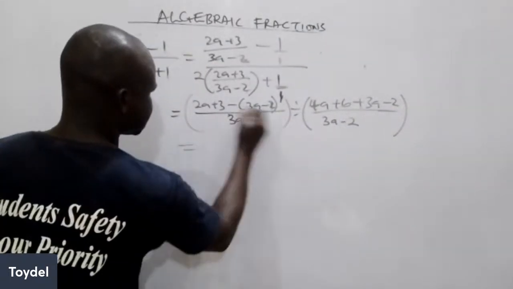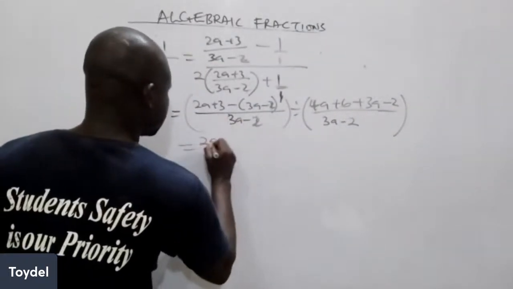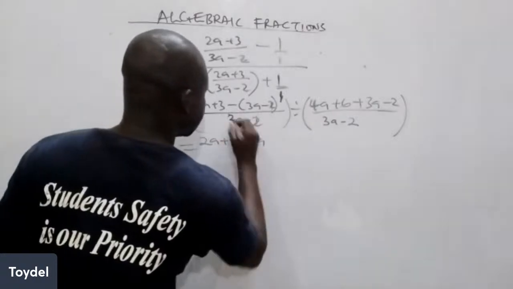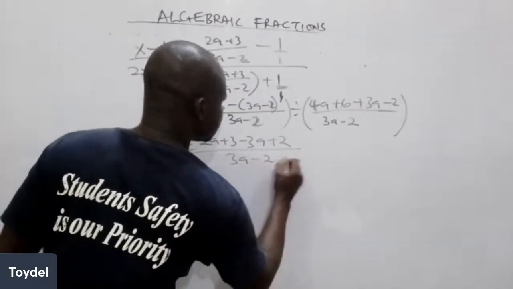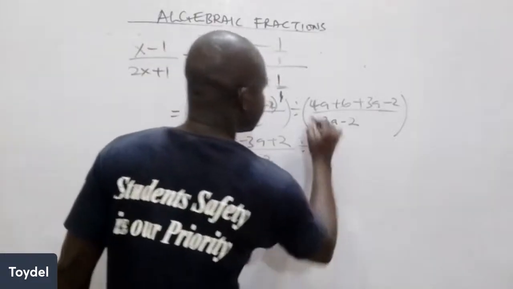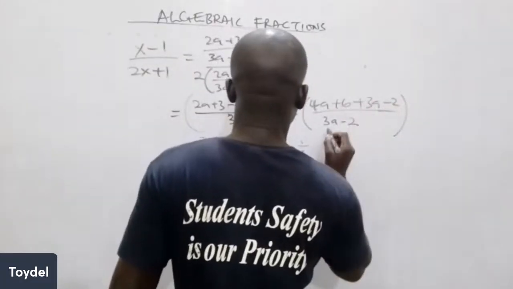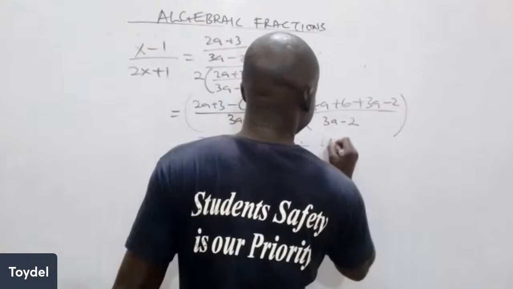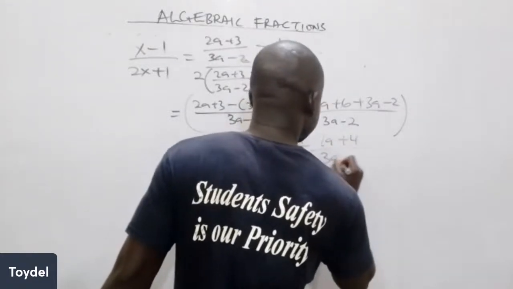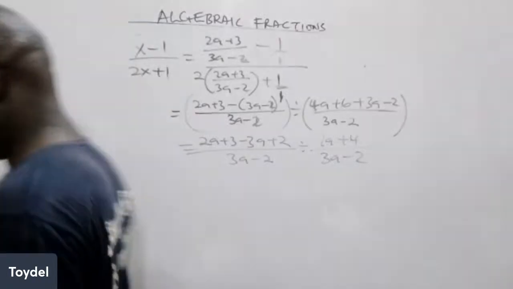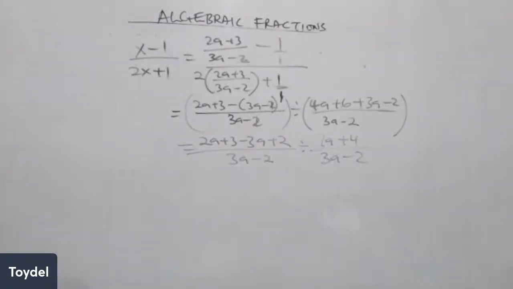So if I express this, I'm going to have 2a plus 3 minus 3a plus 2 all over 3a minus 2, divided by 4a plus 6 plus 3a minus 2. That will be 7a plus 4 all over 3a minus 2. That's what I'm going to get there.